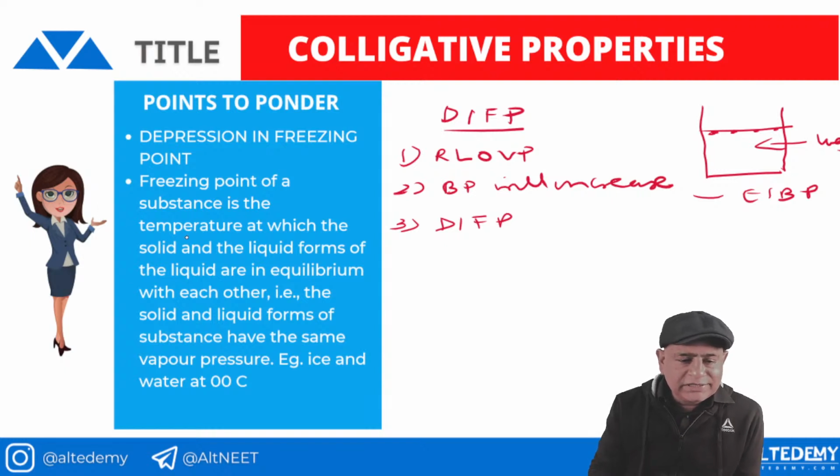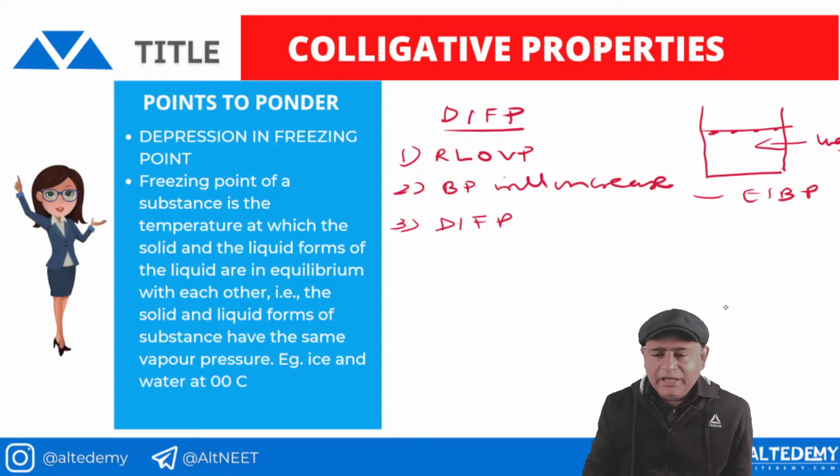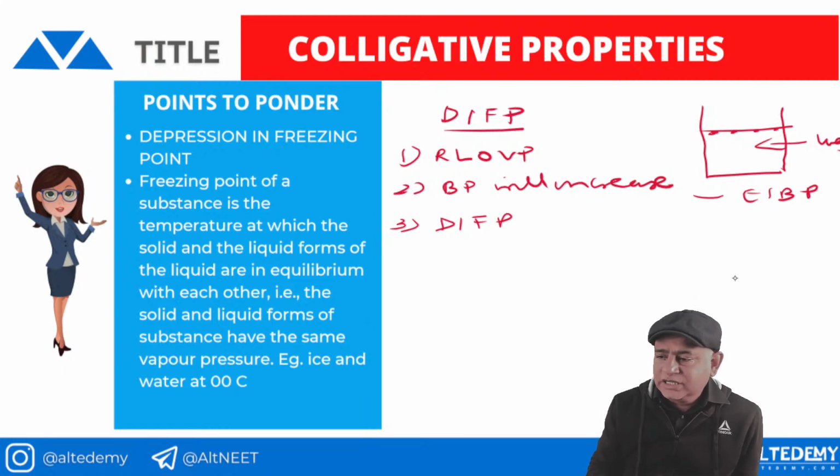The freezing point of a substance is the temperature at which the solid and liquid forms of the substance are in equilibrium with each other. The solid and liquid forms of the substance have the same vapor pressure, e.g. ice and water at 0 degrees centigrade. If you put ice at 0 degrees centigrade, there will be some water in it and they will come to equilibrium, and there will be a depression in freezing point if it is done with a solution.